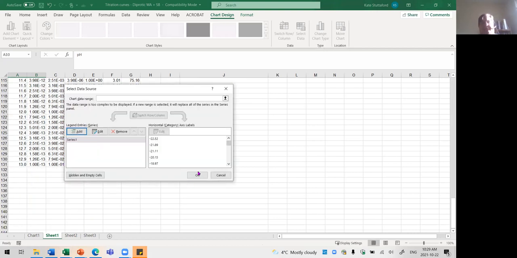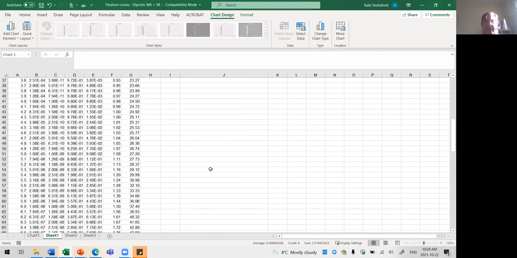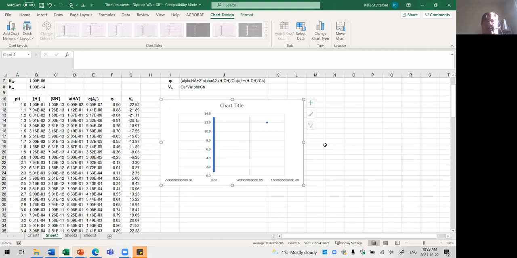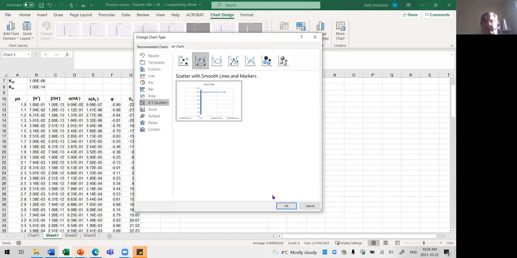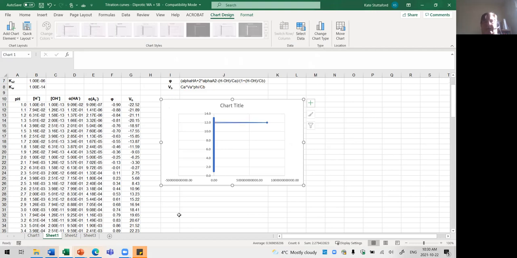Okay, there we go. So let's have a look at this graph. Awesome! Doesn't that look like a lovely, lovely titration curve? I'm just going to change this so that the points are joined together. There we go. Even better. Okay, now I've done this entirely on purpose because students will get this graph and then they're like, oh my god, I did something wrong. You've done nothing wrong. Nothing wrong.